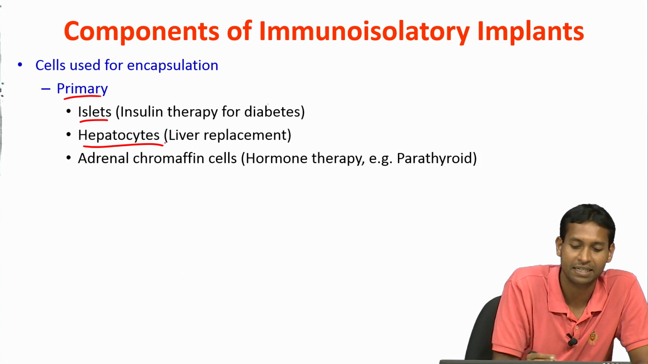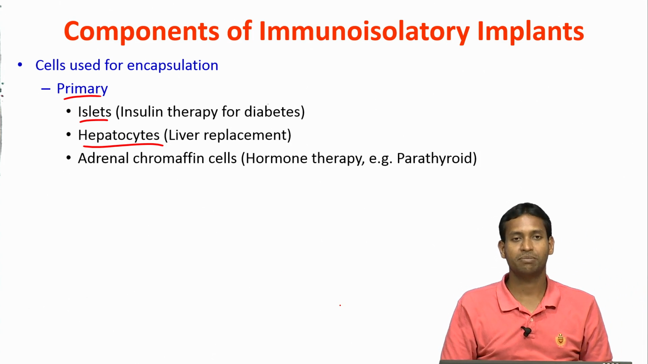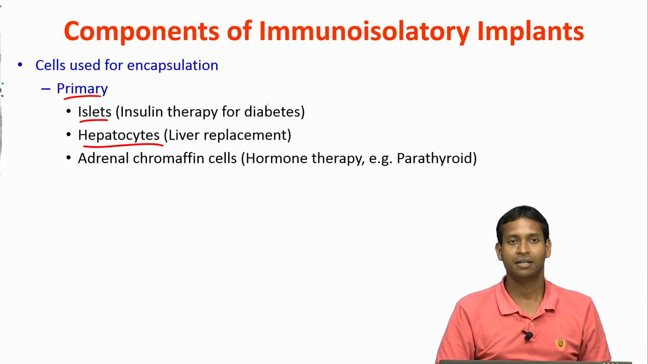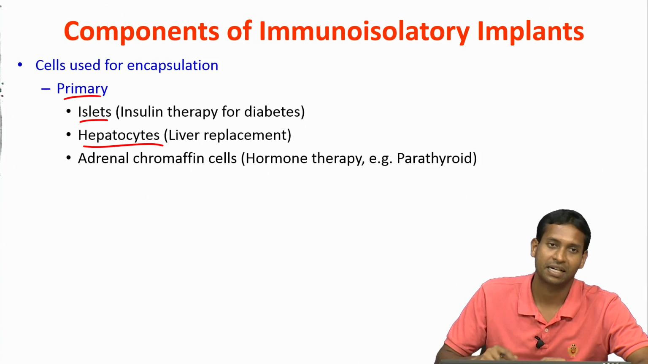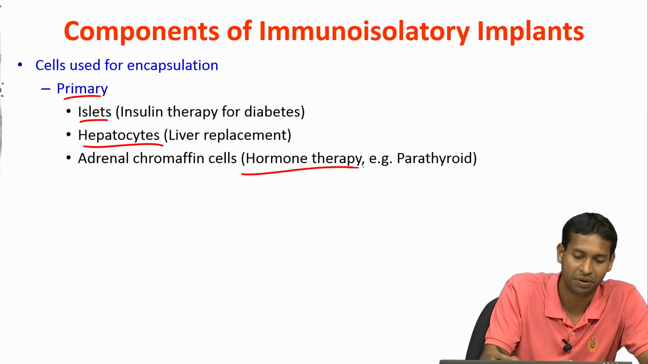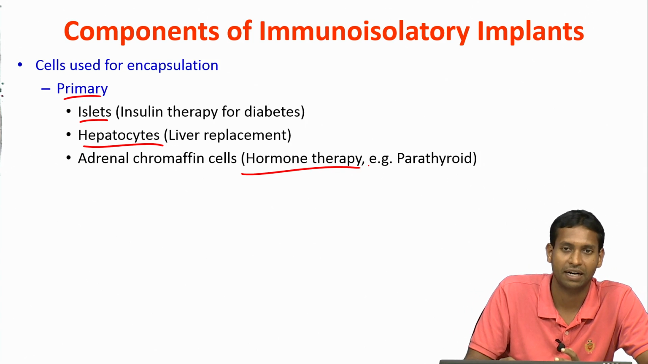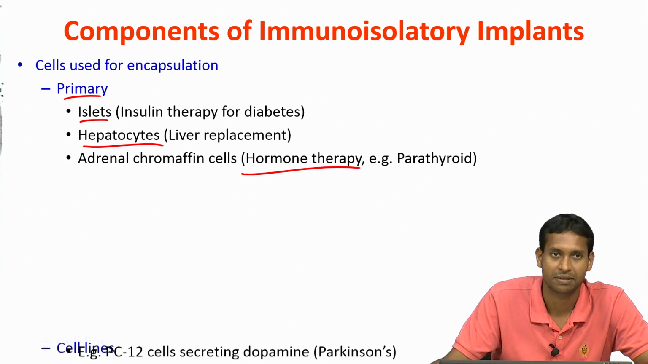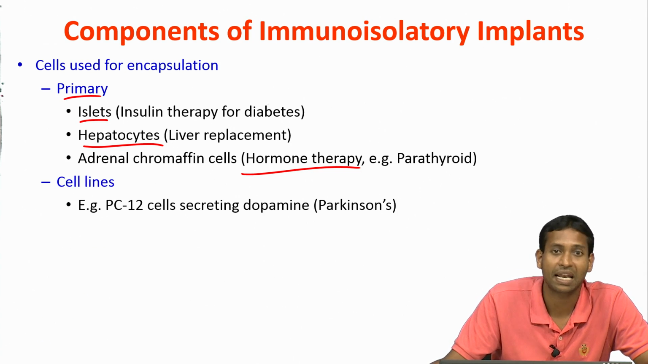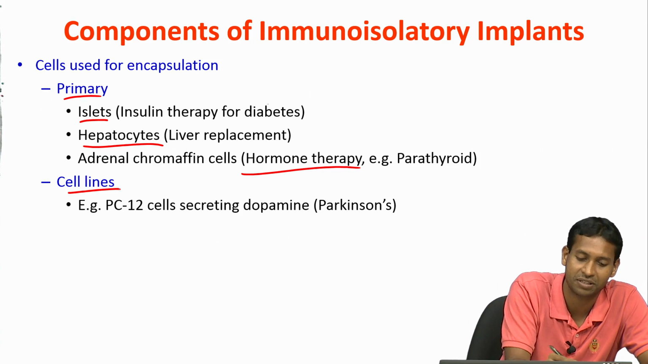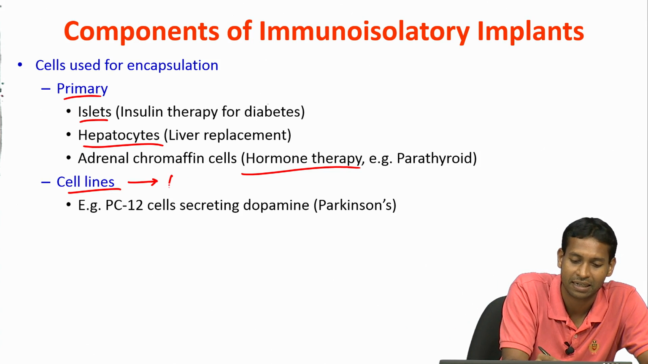This could be hepatocytes. So, this is for liver regeneration, maybe liver had some fibrosis or maybe there is some damage to the liver due to some accident. So, in those cases you can use these hepatocytes from some other source, or there could be some other hormone producing cells that you are getting from some other source that is not self. So, these are primary cells. Sometimes you can use cell lines. So, again in this case you are planning to immunoisolate it anyways. So, you can use cell lines. The problem with the cell lines is of course that most cell lines are cancerous.